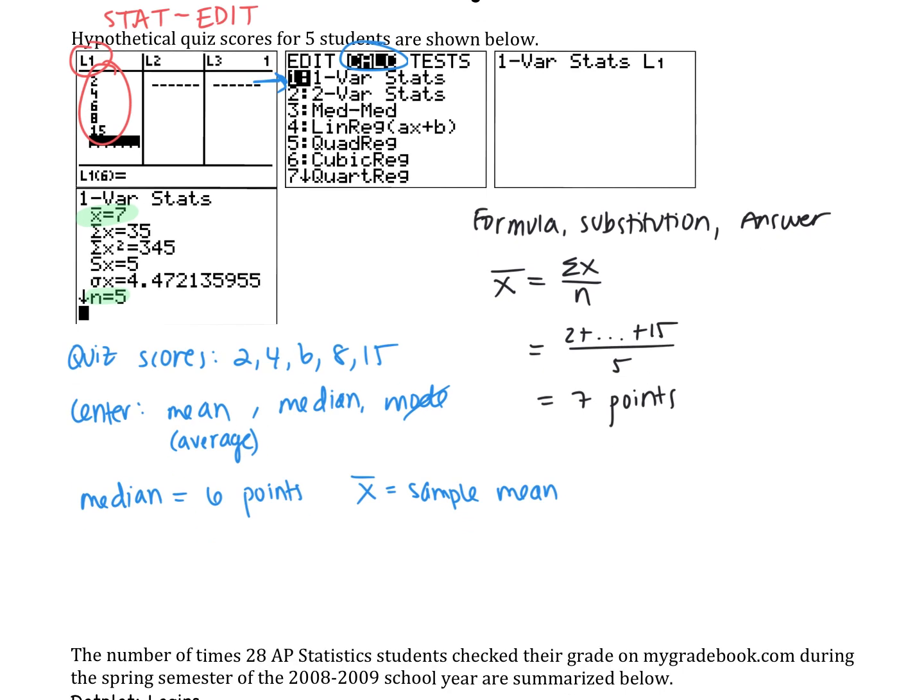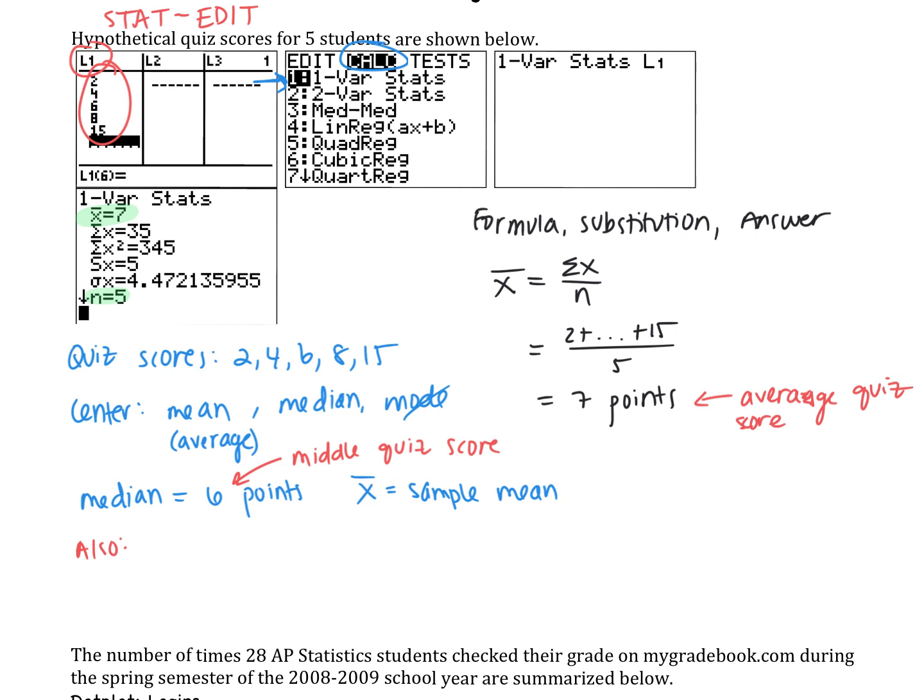Okay, some other things that I need us to know. Before I say that, we need to be able to interpret these values. So the mean would be the average quiz score. And of course, you would put that in better context and in a sentence than I did. The median would be the middle quiz score. So you're going to have to be able to interpret those in context.